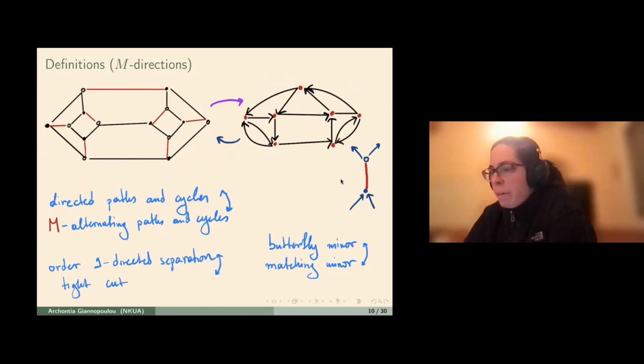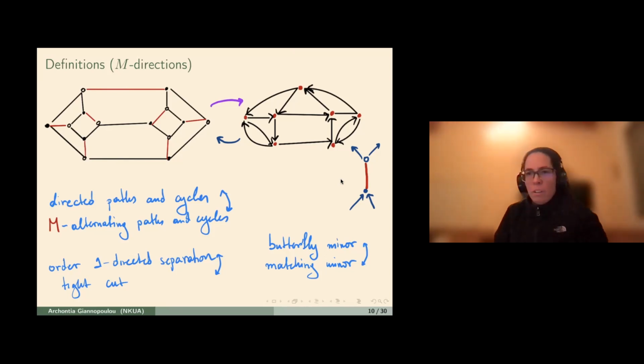And an order one separation, a separation that after we remove it, we have edges only going from one side of the graph to the other, corresponds actually to a tight cut. So this vertex here, which is actually a cut vertex of the strong connected component, corresponds to this tight cut over here. And in a sense, butterfly minors correspond to matching minors. I will again not go into many details because I will need to define more and more things.